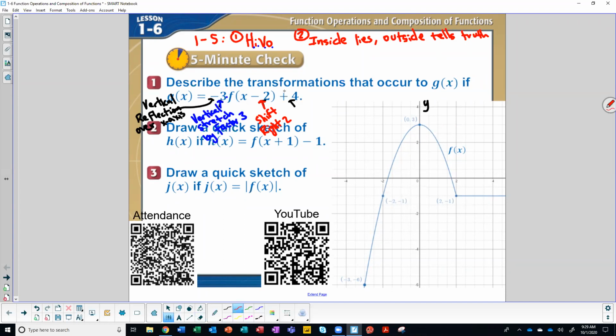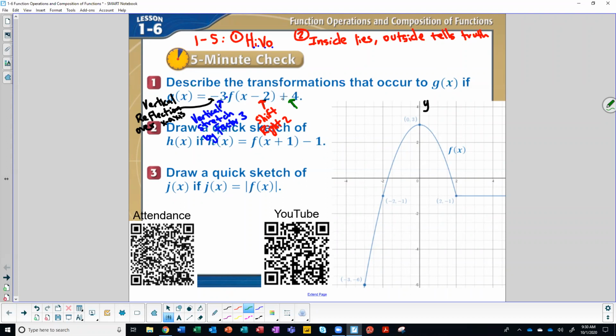And then finally, right here, a +4. Is that +4 on the inside of the parentheses with f, or is it on the outside? Outside. So it's on the outside. It's outside of these parentheses. So if it's outside, it's vertical. Vertical is outside, and if it's outside, it tells the truth.